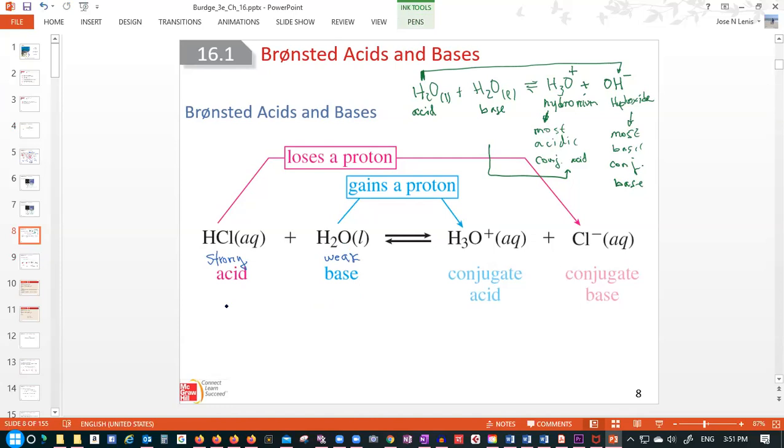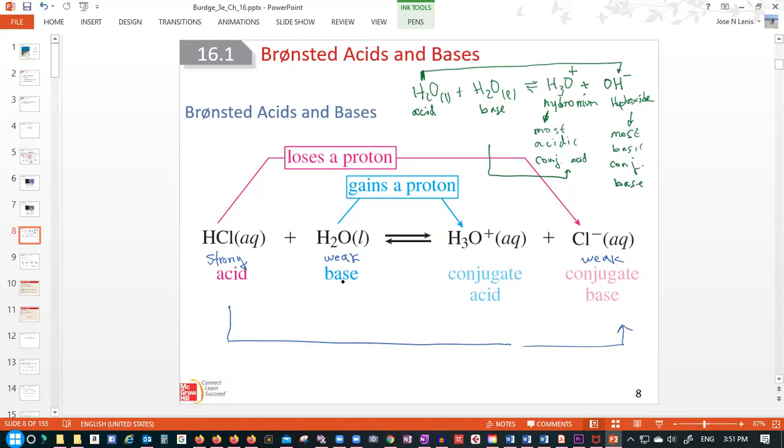This strong acid forms a conjugate base. What would you say about that? This is a very weak conjugate base because it comes from a strong acid. It's a pattern, right? Keep that in mind.